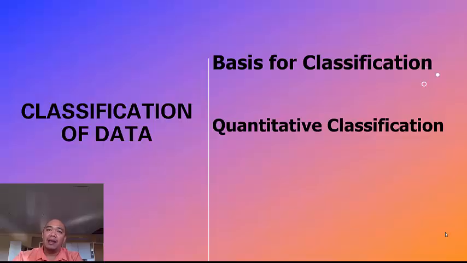Another classification of data is by means of quantitative classification. In quantitative classification, we are classifying them according to a quantitative description or quantitative group. For example, if our data is quantitative in nature, we can classify them quantitatively, like height. Height is quantitative data, therefore we can classify our data by means of height.